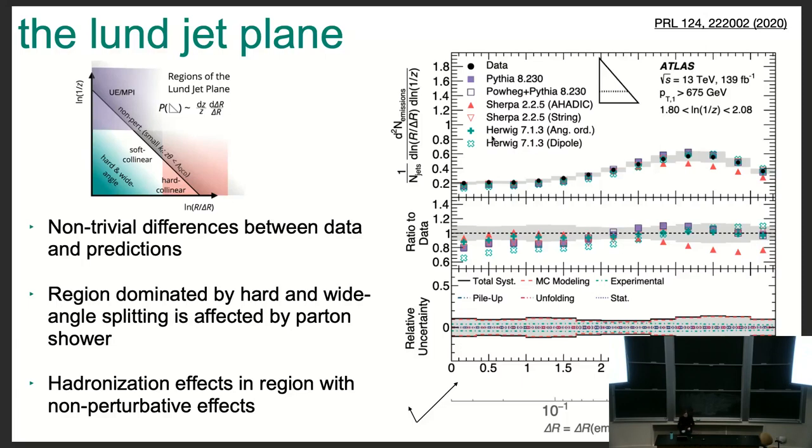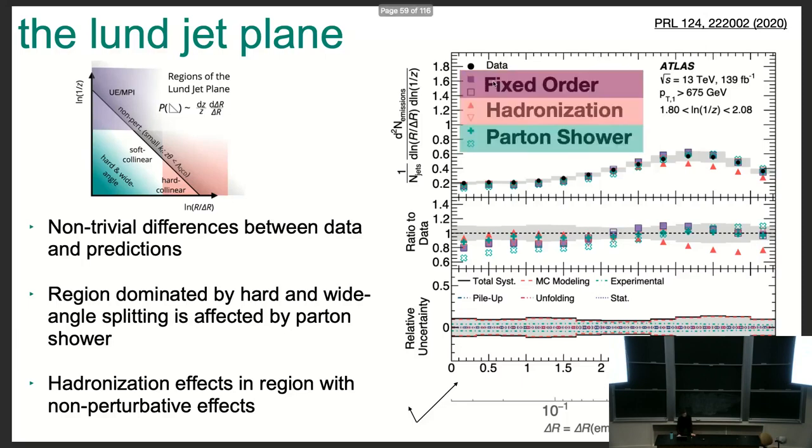hadronization models. So if you see differences between the two orange markers, this means that hadronization is important. If you see differences between the two green markers, this means parton showers are important. And in general, we don't see really differences in the fixed order part, so I won't talk about that more. Like I said, purple is fixed order, orange is hadronization, green is parton showers.